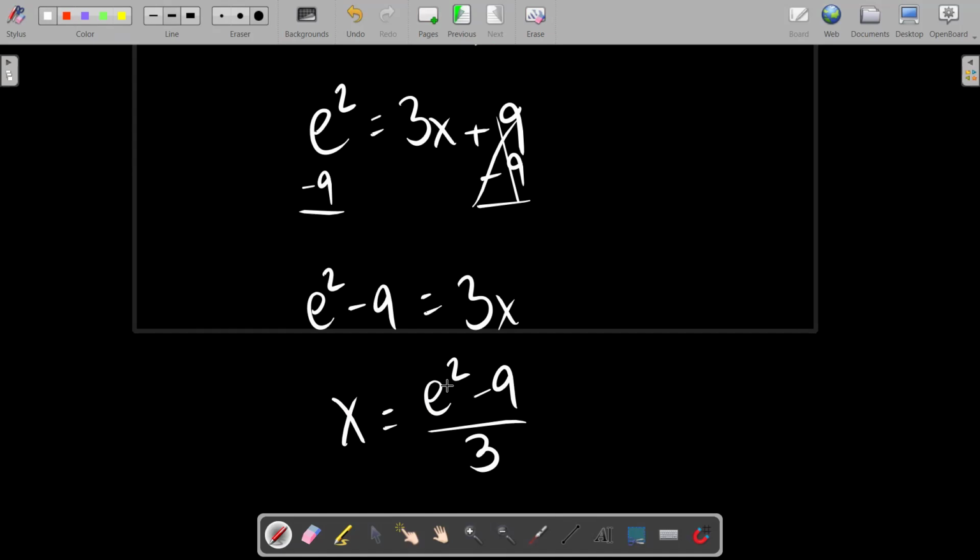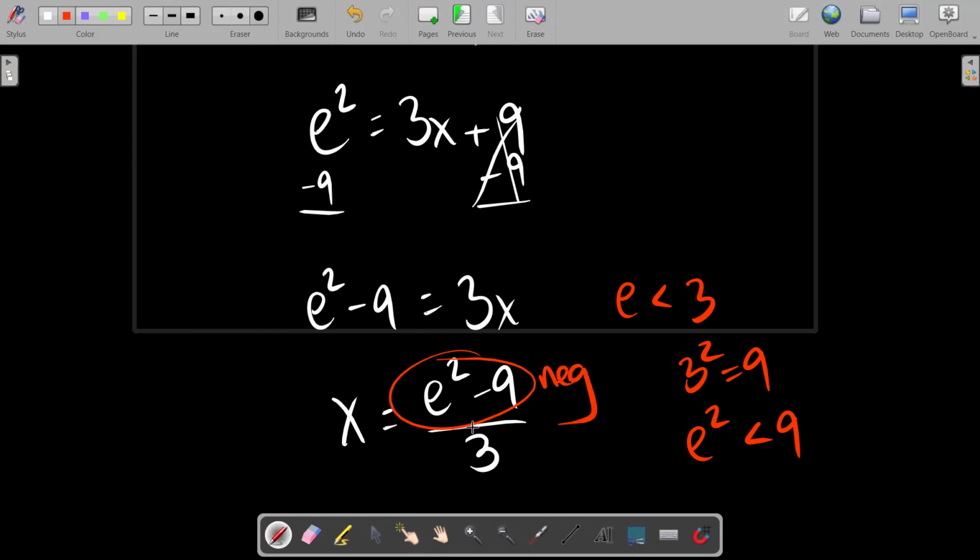So, common sense bomb incoming, about to drop on you. E is less than 3. Do we all agree with that? And 3 squared is 9. So can we all agree that e squared being less than 3 has to be less than 9? Then do we also agree that e squared minus 9 quite literally has to be a negative number? And can we also all agree that a negative number divided by a positive number is a negative number? And the reason I'm telling you this is because if I don't want to use a calculator, just that information might be enough for me to get through this. So let's see what happens.